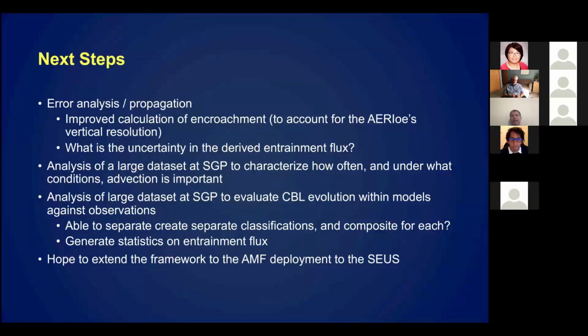And ideally, we'd like to be able to extend this framework to the Southeast US. And so that's why we really hope that maybe this group can help lend its voice to deploying some extended facilities that have profiling capabilities down there.